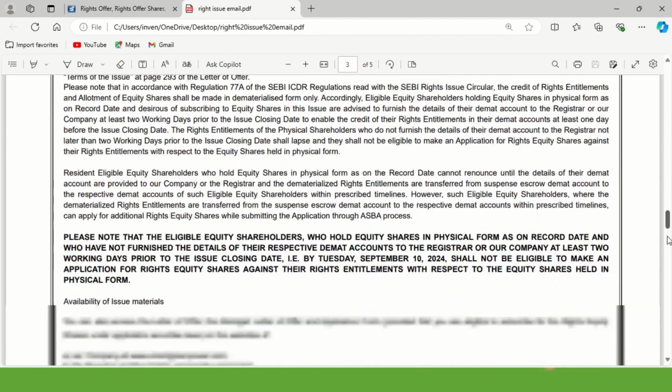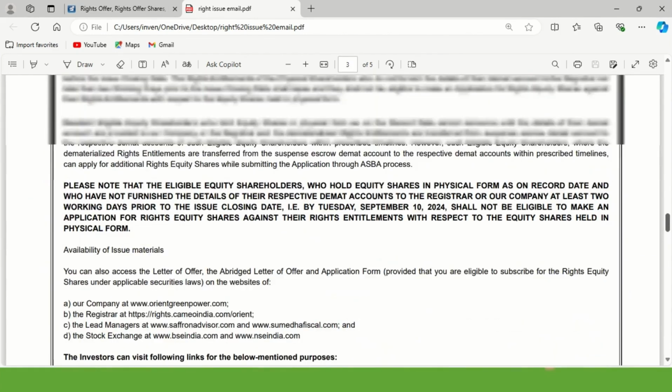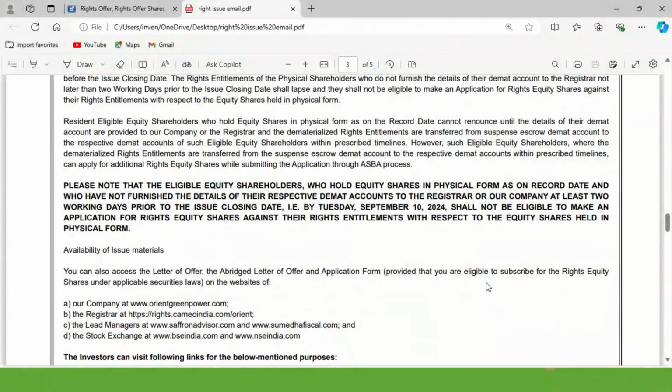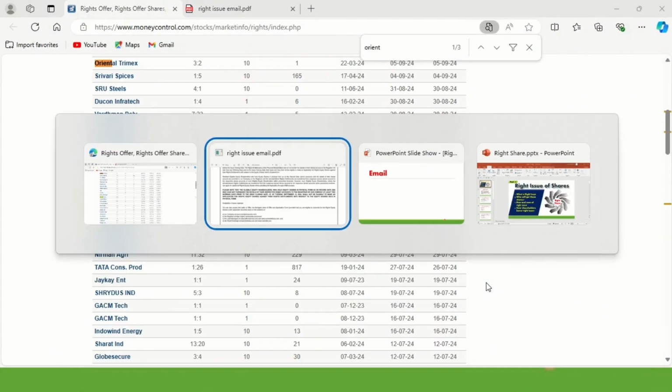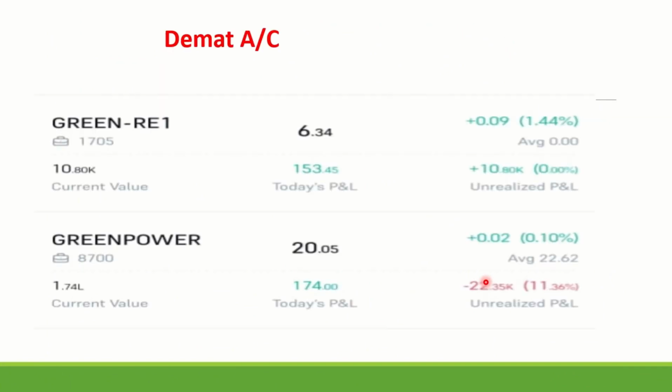So the email contains all the information regarding that. This is the way you will get the information. And I told you the email receipt for 8700, right? So for that, the right issue will give you 1705 shares from here. You can look at the average price, which will be 0.